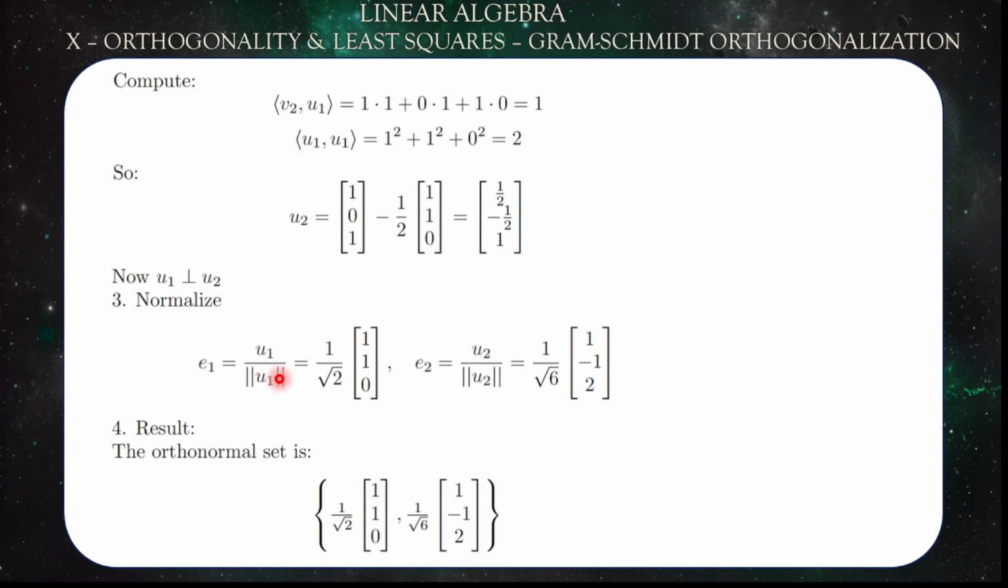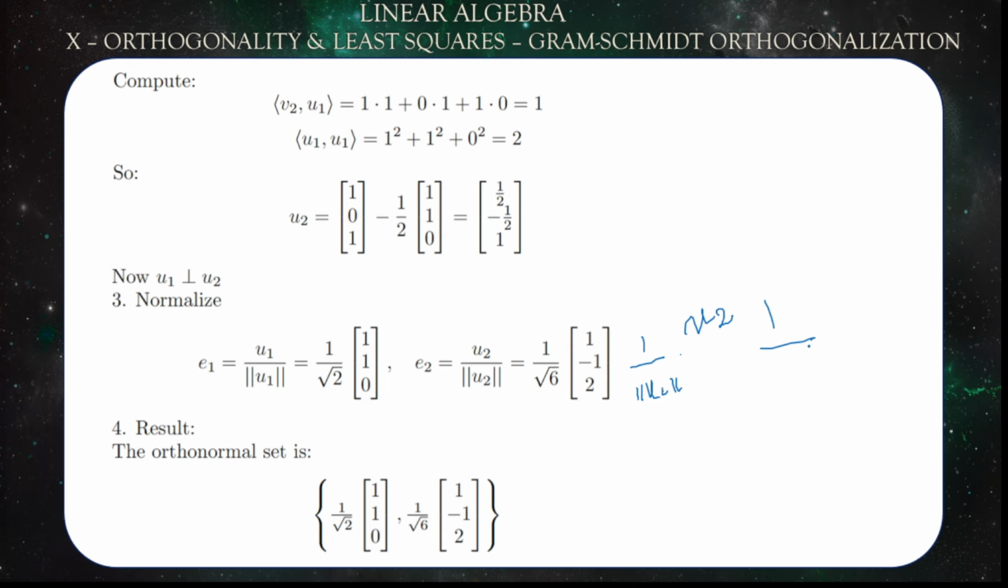Okay, so normalize. E1 is u1 divided by the length of u1, which is 1 divided by square root of 2 multiplied by 110. Okay, E2 is u2 divided by the modulo or the length of u2, equal 1 divided by square root of 6 times 1, minus 1, 2. Basically it can be written in a different way, like it is 1 divided by the modulo of u2, or the length of u2, times the u2 vector.